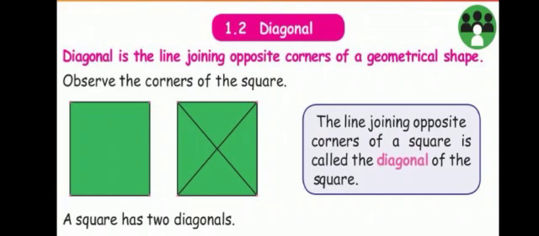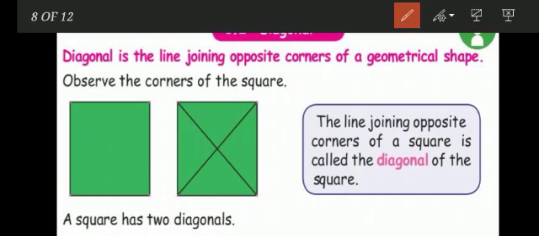Next one, diagonal. Diagonal is the line joining opposite corners of a geometrical shape. What are the geometrical shapes? Circle, square, rectangle, triangle. These all are geometrical shapes. What is a diagonal? Diagonal means the line joining opposite corners of a geometrical shape.